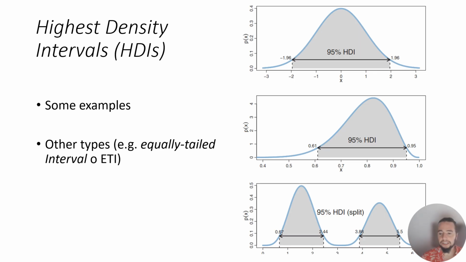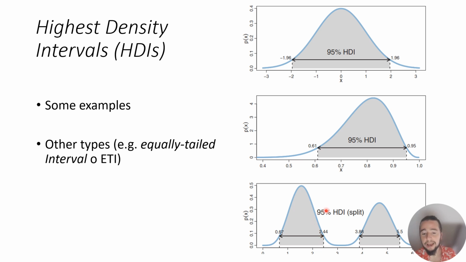Okay, so these are specific examples of the highest density intervals. Here we have symmetric HDIs, but we can also have asymmetric HDIs, with the expected value not in the exact middle of the two bounds of the interval. And also we can have more complex things.